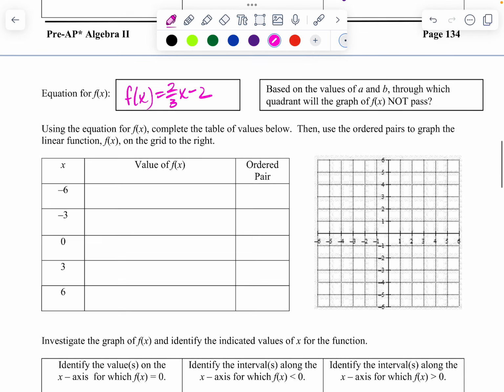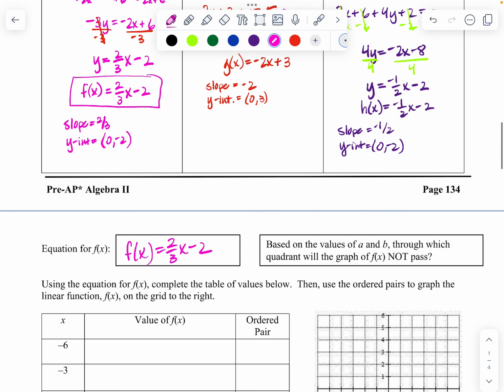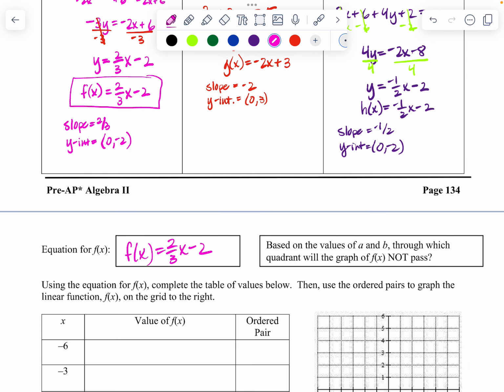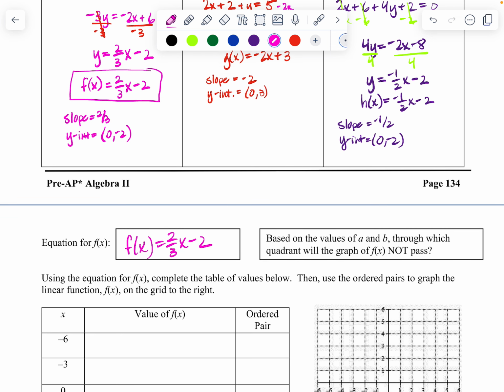All right, we are now going to do some analysis of these three linear functions that we came up with. The first one was f of x equals negative 2/3 x minus 2. So let's think about this for just a moment. We're going to answer some questions about this.